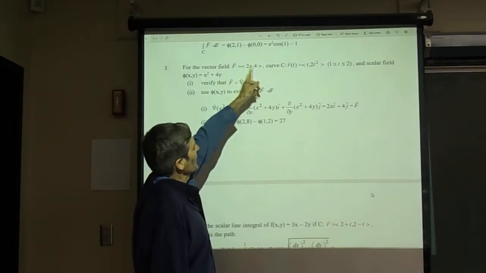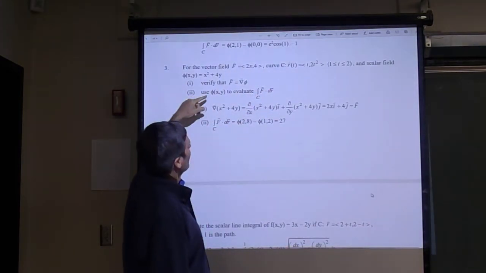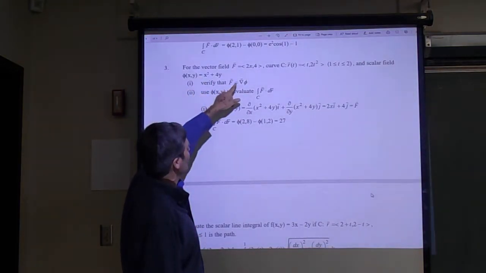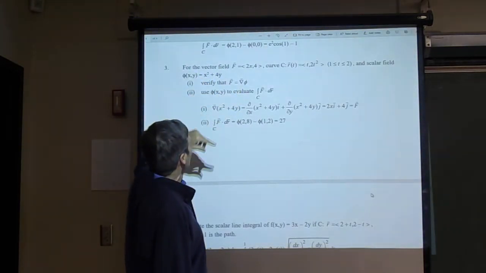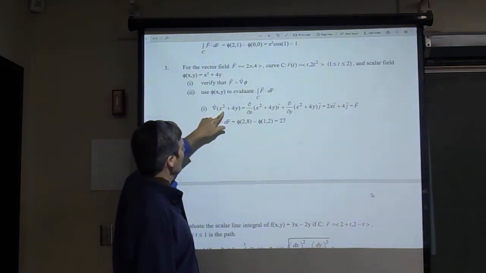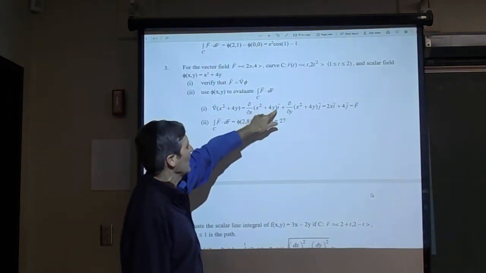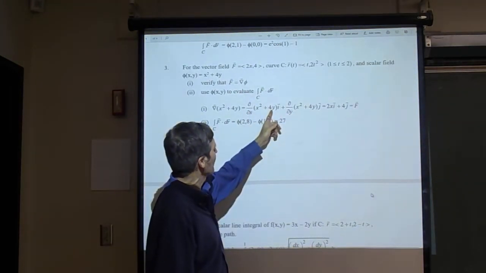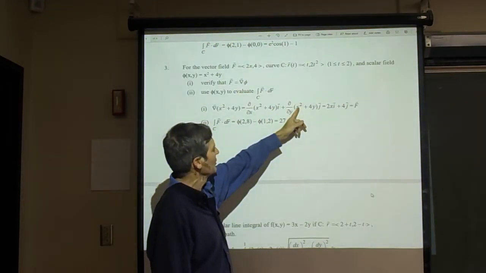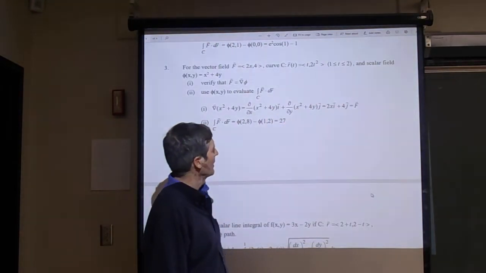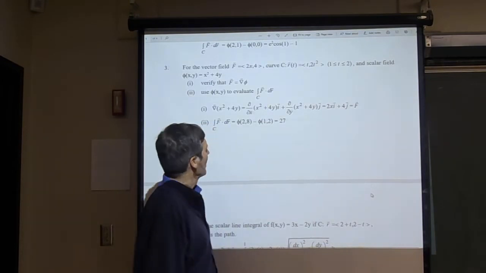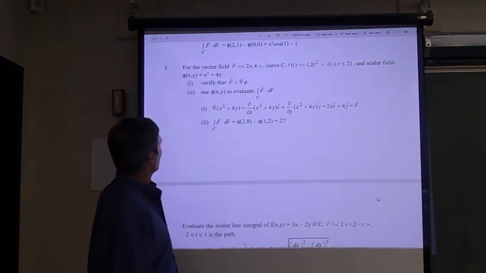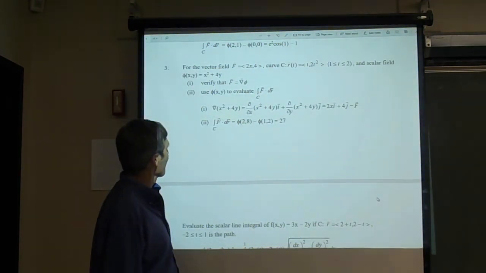Here's a vector field and a curve. Suppose, in a scalar field, I say verify that F is the gradient field. Well, just take the gradient of this and see what you get. The gradient is partial with respect to x times i plus partial with respect to y times j. So that gives you 2x plus nothing, right? The partial derivative treats y as a constant. Nothing plus 4. And so you get those components there. That's this F. So that shows you that F is the gradient of phi.